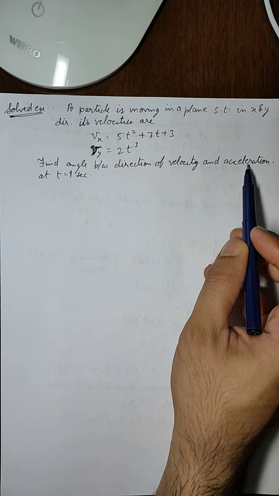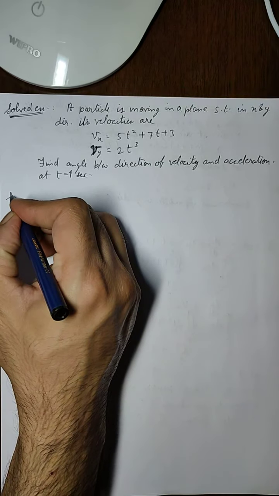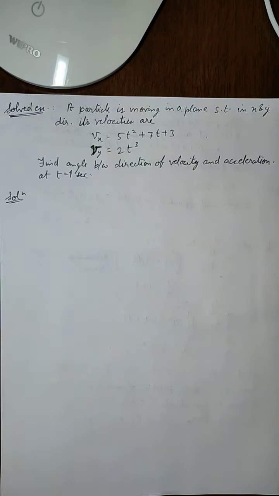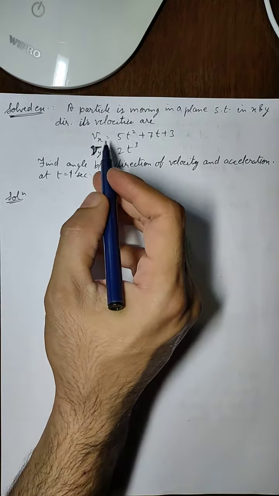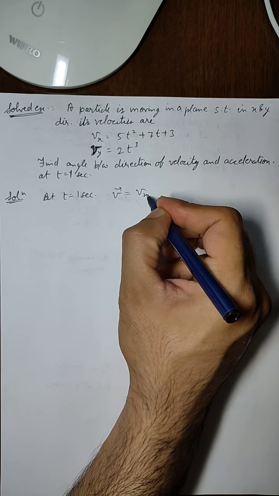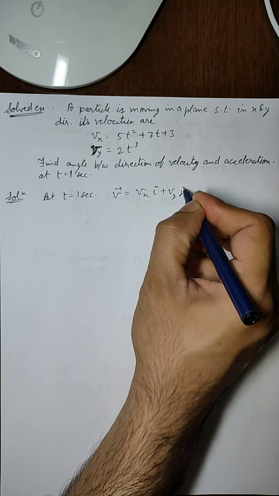That means first we have to find the net velocity and the net acceleration of the particle at t equals 1 second, and then we have to find the angle between the vectors of velocity and acceleration. So first let us solve for velocity. Since the equations of velocity are already given, we can directly write that at t equals 1 second, the velocity vector is given as Vx i cap plus Vy j cap.